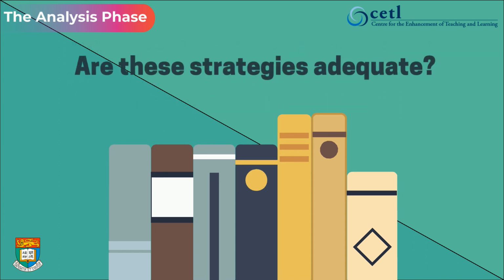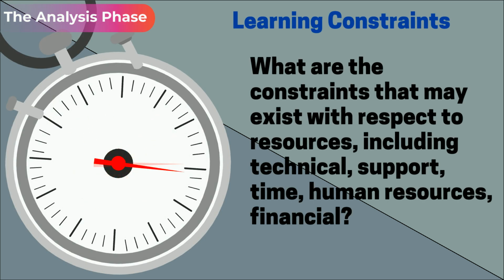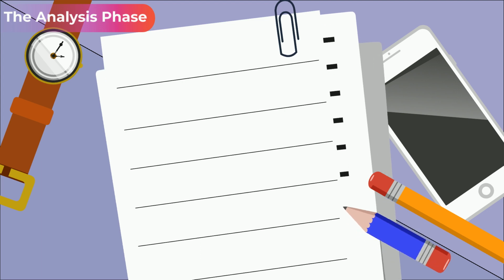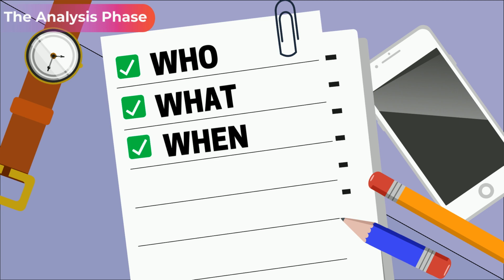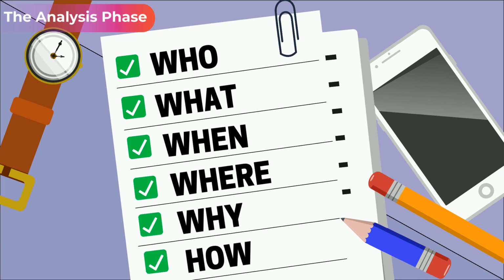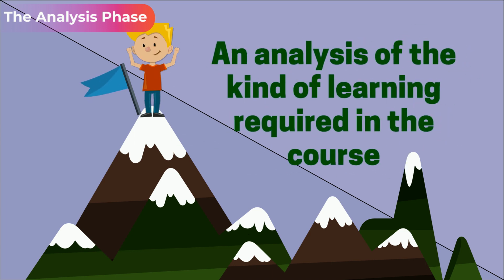Are these strategies adequate? What about the learning constraint? What are the constraints that may exist with respect to resources, including technical support, time, human resources, and financial resources? Have you thought about who is actually going to be teaching it? Are there tutors? What are the interactive elements that may be used? In general, the analysis phase addresses who, what, when, where, why, and how. And the end goal of this phase will be an analysis of the kind of learning required in the course.